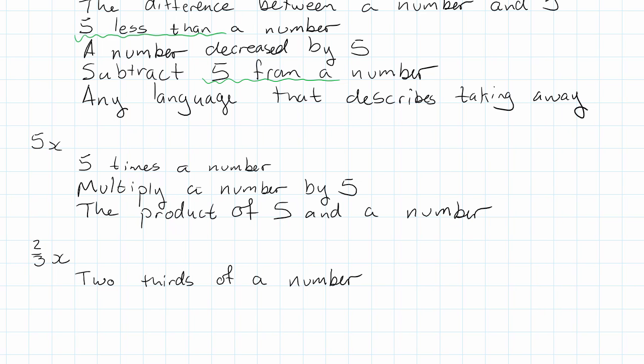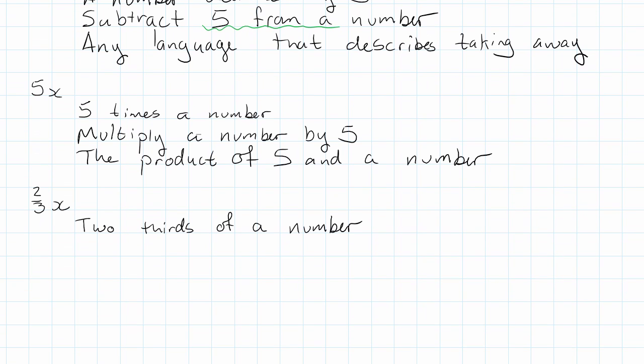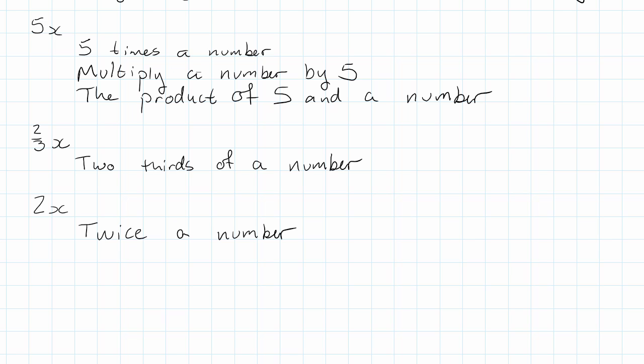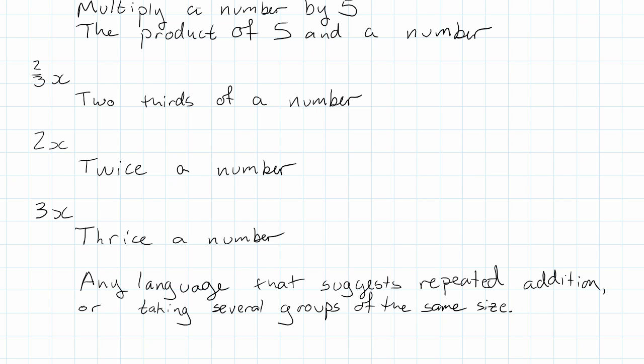There are also special terms for multiplying by certain small numbers. We can describe 2 times x as twice a number, and 3 times x as thrice a number. After 3 times, we go back to this however many times language. In general, the thing to look for in multiplication is any language that suggests repeated addition or taking several groups of the same size.